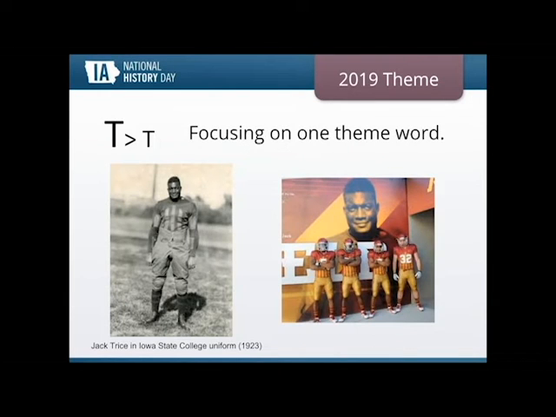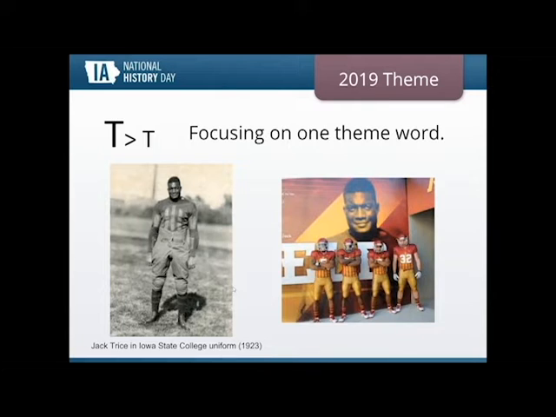So the last way I want to look at this theme is one theme word stronger than another theme word. So focusing on just one of the theme words. Like I mentioned, the National Office says it is okay for students to just select one of the T's. So I wanted to focus here on Jack Trice, and I'm sure many students have either heard of Jack Trice or know where that name comes from.